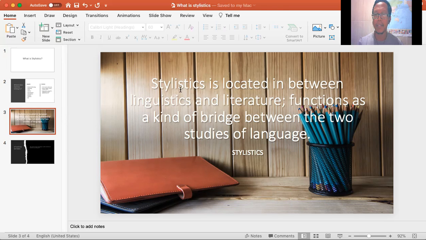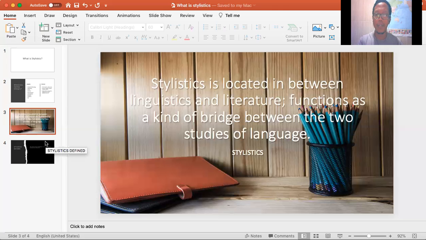But stylistics tries to connect the study of linguistics and the study of literature, so that those two studies of language will not appear to be two separate fields of study. They somehow are connected, and the connection is through stylistics. And how is it actually connected through stylistics? So what is the focus of the study of stylistics? That's probably what we wonder right now.